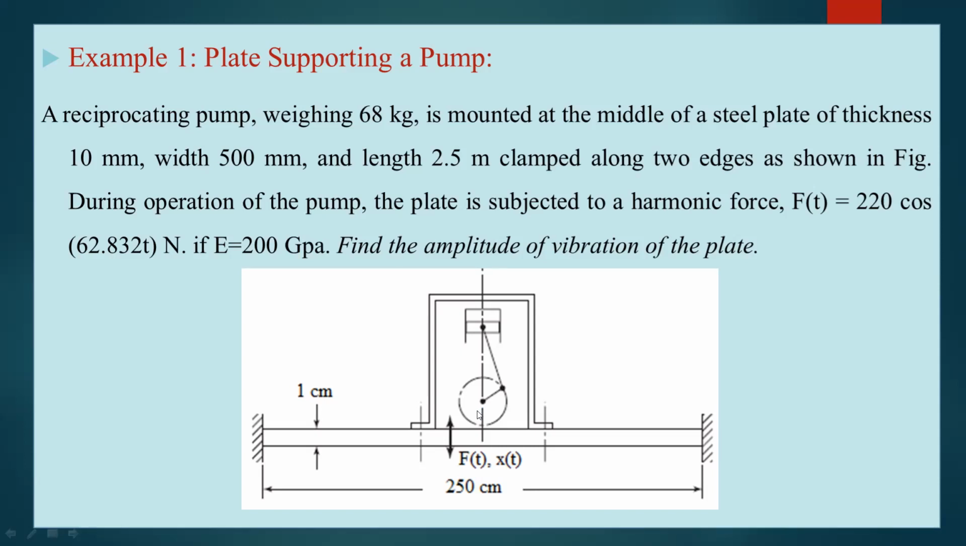And during operation, the plate is subject to a harmonic force. Look, the force is also given as a harmonic force, F naught cos omega t, equals 220 cos 62.832 t. This is omega. Here F naught is given, and omega, the forcing frequency, is 62.832. And the material's Young's modulus, 200 gigapascal, is given. So everything is given, yes.